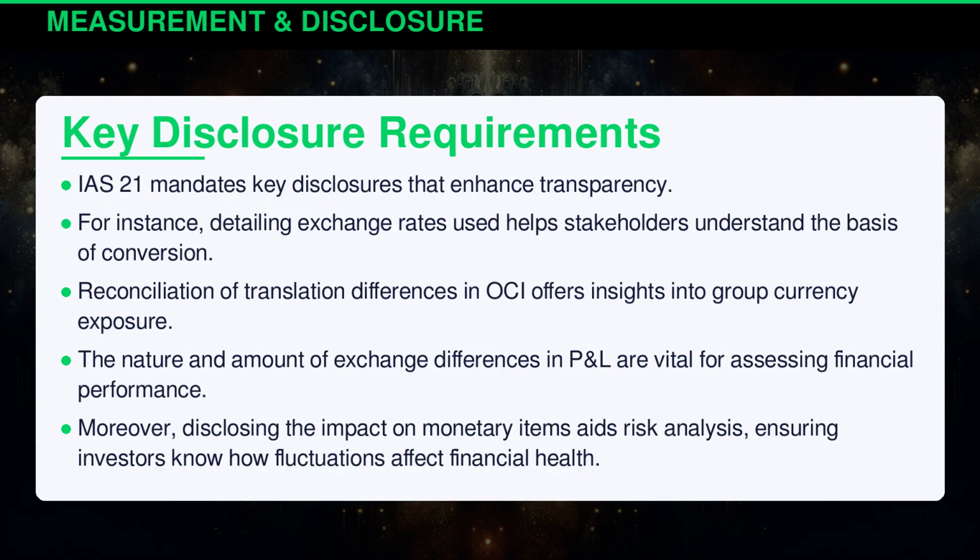IAS 21 mandates key disclosures that enhance transparency. For instance, detailing exchange rates used helps stakeholders understand the basis of conversion. Reconciliation of translation differences in OCI offers insights into group currency exposure. The nature and amount of exchange differences in profit and loss are vital for assessing financial performance. Moreover, disclosing the impact on monetary items aids risk analysis, ensuring investors know how fluctuations affect financial health.